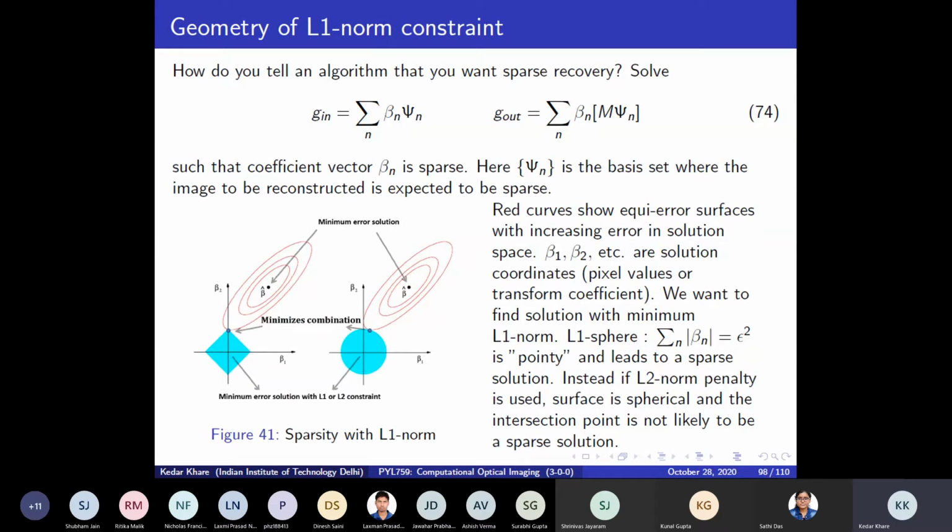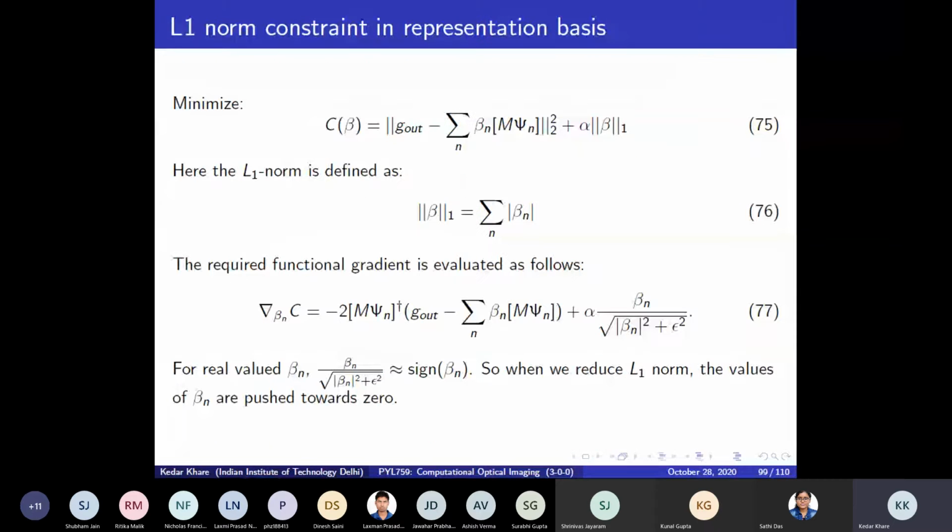So then let's go to the next page. I'm going to show you how the L1 norm penalty is actually handled if you are doing this problem in some basis, like a wavelet basis. The problem we are looking at is again C(beta) equal to this error plus alpha times the L1 norm of beta, and the L1 norm is defined this way. Again, you will require this functional gradient.